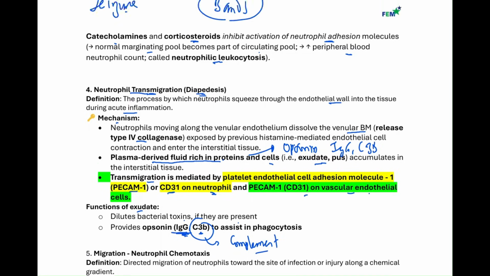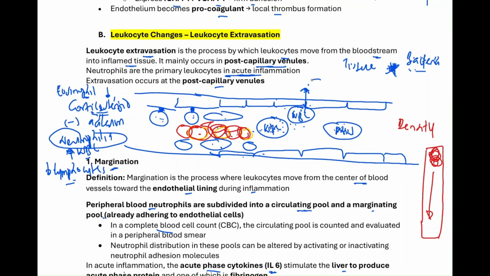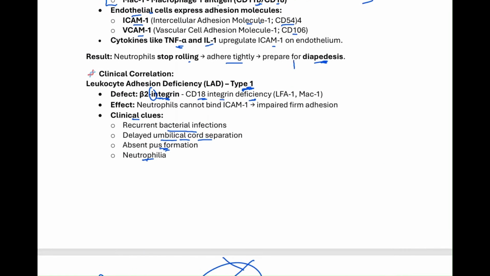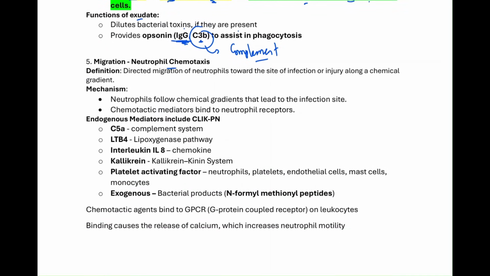So now, after transmigration, they are out of the blood vessel. So now we have our white blood cell out of the blood vessel, and they need to move to where the bacteria is. That process is what we call migration. They need to migrate to where those bacteria are located, and that migration is guided by what we refer to as neutrophil chemotaxis. The definition is directed migration of neutrophils towards the site of infection or injury along a chemical gradient.